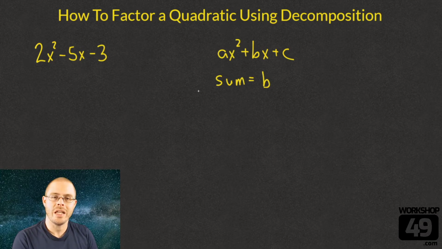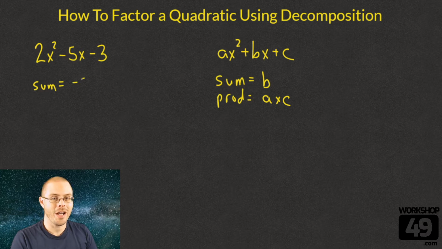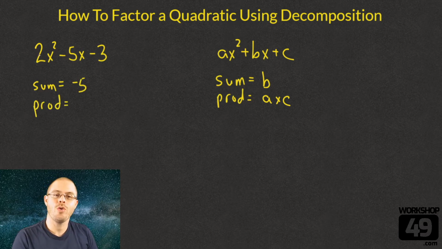The sum is still going to equal the b value, the number in front of the x, but since there's a number in front of the x squared, our product is going to have to be a times c. So the number in front of the x squared as well as the term that's added on at the end. Which means that for this particular example, our sum is going to equal negative 5, and our product is going to equal 2 multiplied by negative 3, so our product is negative 6.